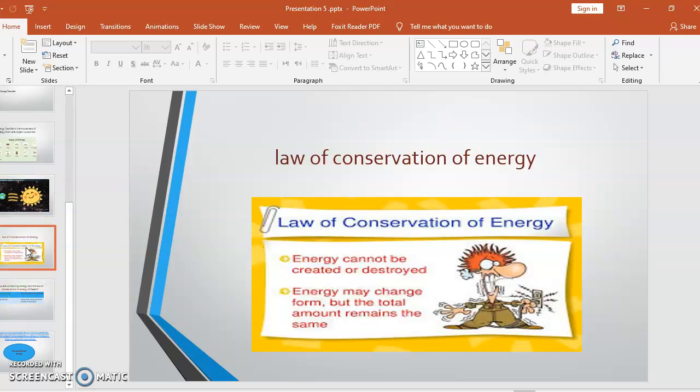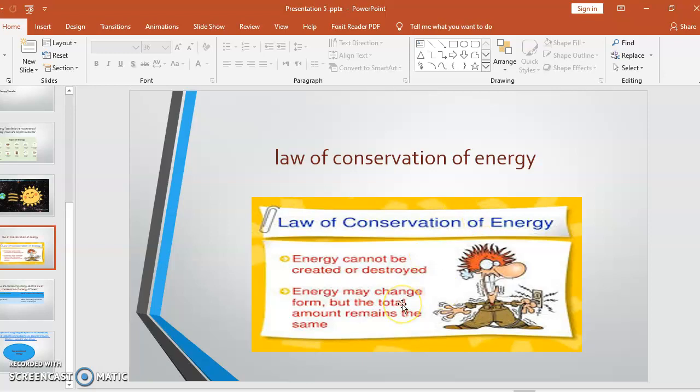Okay. Today we will learn about the law of conservation of energy. If you remember, at the beginning of this lesson, when we discussed the car crash, we said energy cannot be created or destroyed. This is called the law of conservation of energy. Energy cannot be created: we can't build or make energy, and it cannot be destroyed, damaged, or disappear.